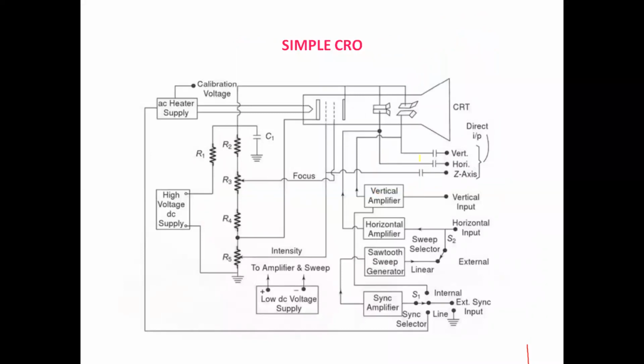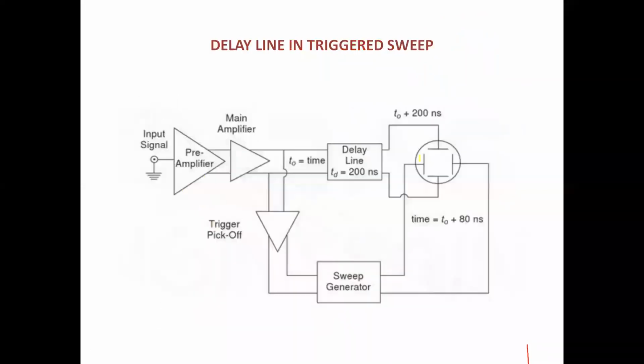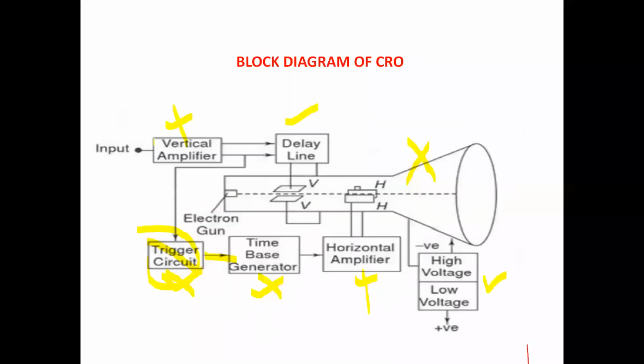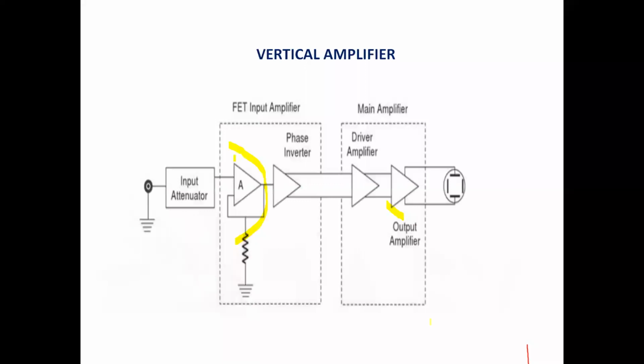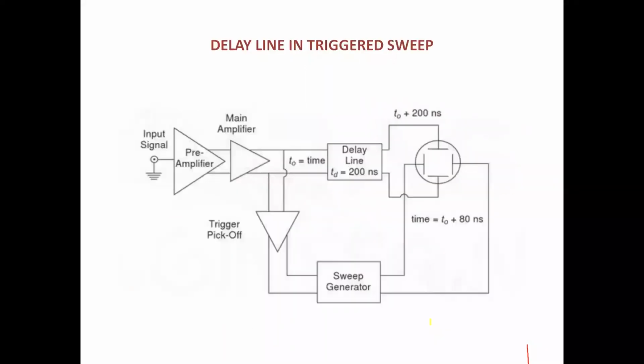Now, the triggered pulse circuit is already covered in a class. The remaining topics I wanted to discuss today are the delay line and the power supply. So we will discuss the delay line. Why is the delay line used in a CRO?